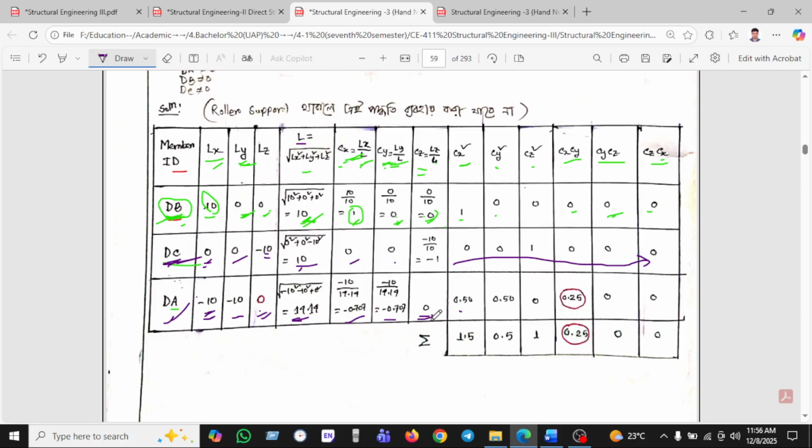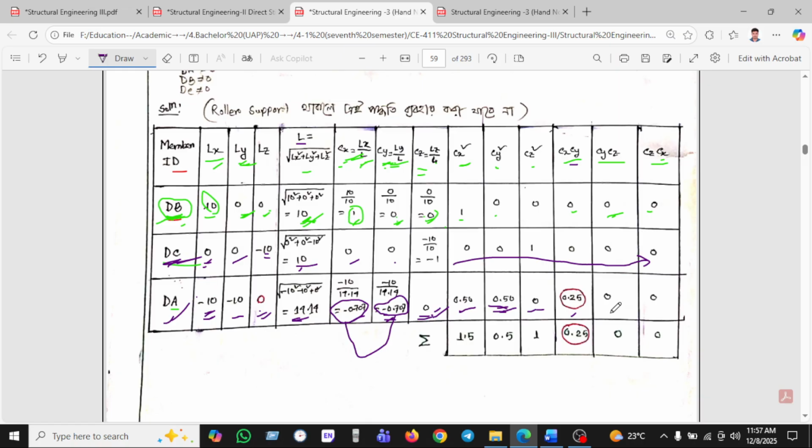And Cx square, how do we calculate? Cx square is nothing but minus 0.707 into minus 0.707, minus will be plus, and it is 0.50. Cx into Cx will be Cx square, as the value is minus 0.707, and minus 0.707 gives 0.50. And Cy, as we know, is 0, that's why 0. And Cx Cy, how do we calculate? This is the Cx, and this is the Cy. Minus 0.707 and minus 0.707 will be positive 0.25.